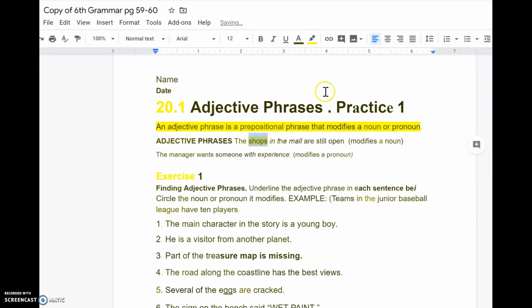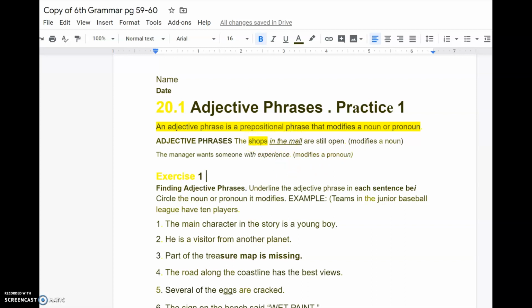And then what we're going to be doing on this page is underlining the prepositional phrase. So what tells more about the shops? In the mall. It tells where they are. So I'm underlining the adjective phrase. In the mall tells more about shops.